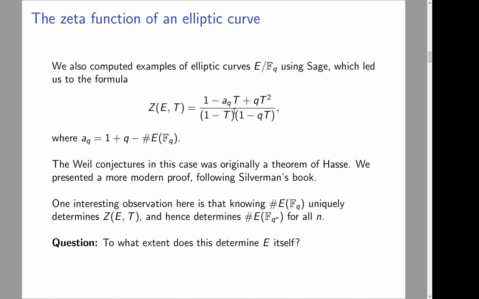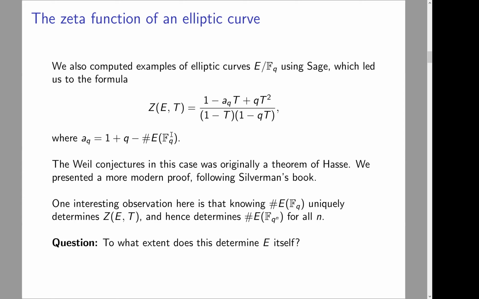And this aq number is sort of the only thing that changes when you change the elliptic curve. The zeta functions of different elliptic curves, the only difference between them is this one quantity here. And that quantity is calculated by taking 1 plus q minus the point count of the elliptic curve. Sometimes people call this the error term, because we gave a heuristic why the point count should approximately be 1 plus q, and then aq is measuring how far away you are from that.